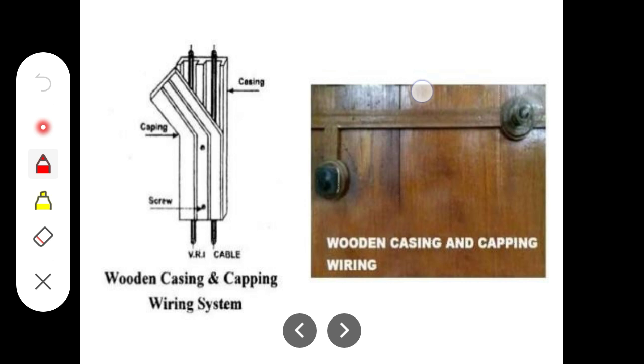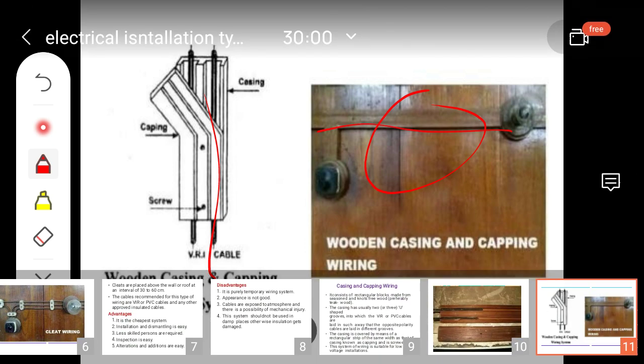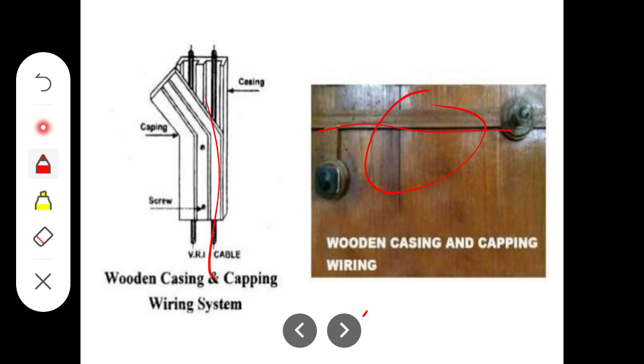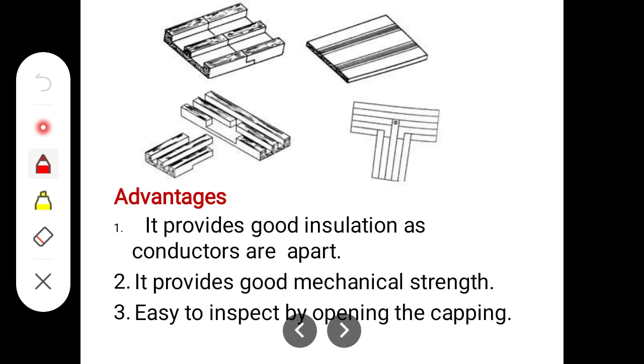Okay, so these are the wooden and this is the PVC casing. At the top we are placing the wooden one. The wires, whatever wires are there, we are closing with the wooden at the top. In between we are placing the cables.